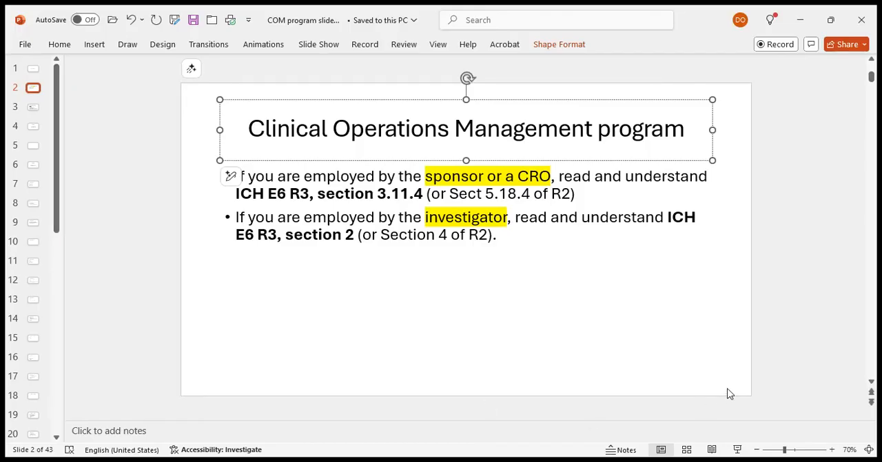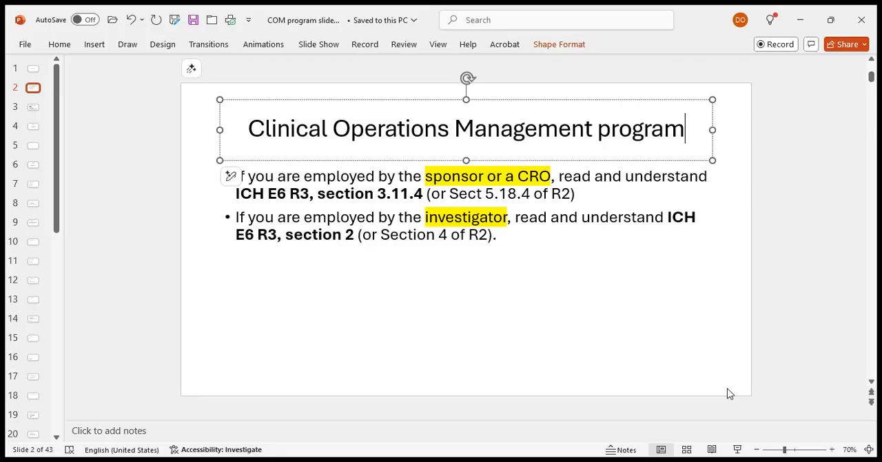As a reminder, if you are employed by a sponsor or a CRO, please read and understand ICH E6 R3 Section 3.11.4 or Section 5.18.4 of R2. Or if you are employed by an investigator, please read and understand ICH E6 R3 Section 2 or Section 4 of R2.